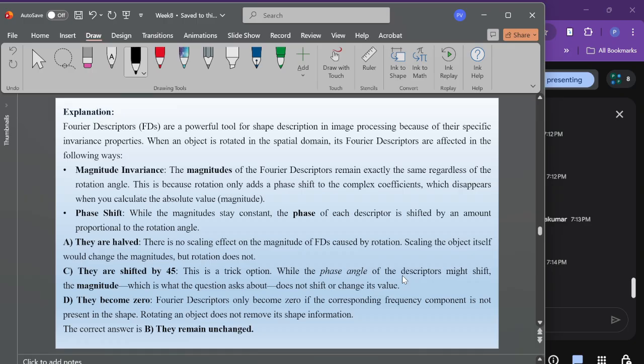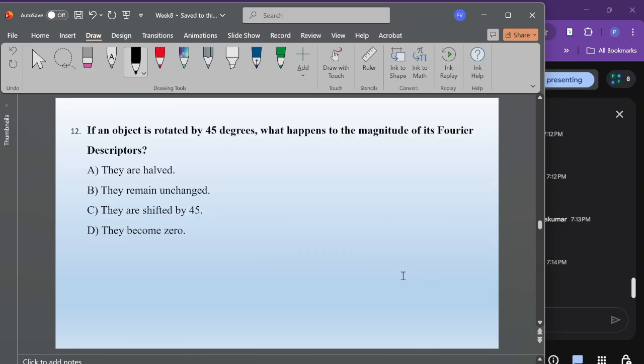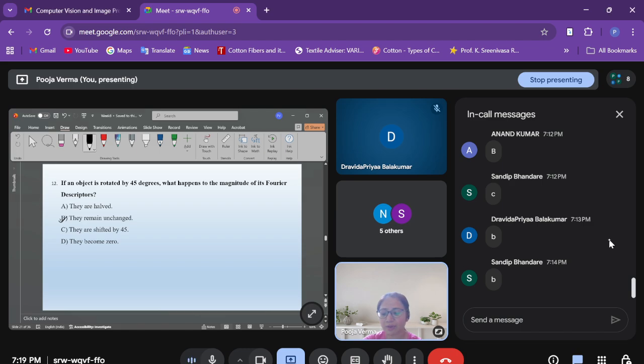That is magnitude, right? And they become zero. Fourier descriptors only become zero if the corresponding frequency components are not present in the shape. Rotating an object does not remove its shape information. The correct answer is option B. They remain unchanged. Okay, option B. So if an object is rotated by 45 degrees, its magnitude remains unchanged. Okay, is it fine to all of you?